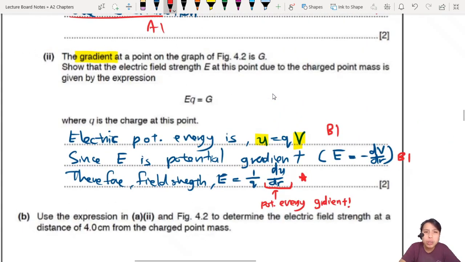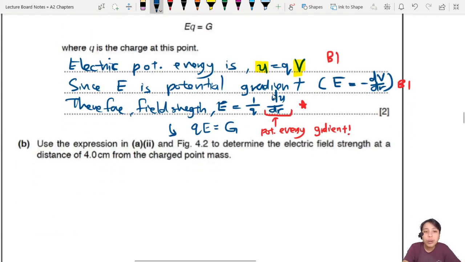By the way, if you're wondering, how do we get the EQ? You do the next step though. QE equals gradient. Gradient is what? G. So from there, we can do the last step. EQ equals G. Okay.